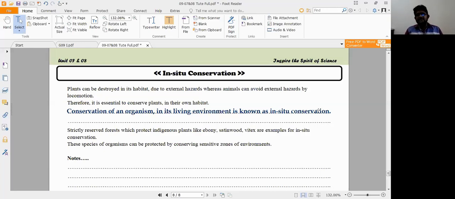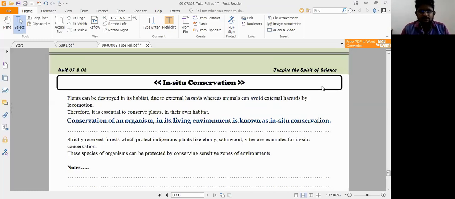So therefore, it is essential to conserve the plants in their own habitats. So what we have to do is conserve them in their own habitats, without shifting them, considering the factors they need, and we have to prevent all sorts of destruction, supplying all the habitat needs and everything. So we have to conserve them. This conservation of an organism in its living environment is known as in situ conservation.